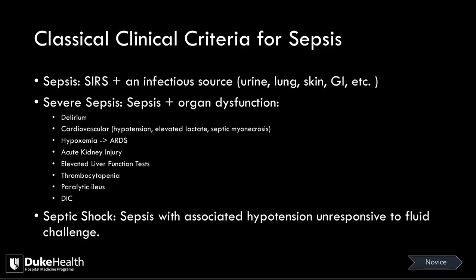Thrombocytopenia less than 100,000 is commonly seen in sepsis. The absence of bowel sounds or paralytic ileus, and even disseminated intravascular coagulation are all possible manifestations of end organ dysfunction. And finally, septic shock, which is sepsis with associated hypotension unresponsive to fluid challenge.